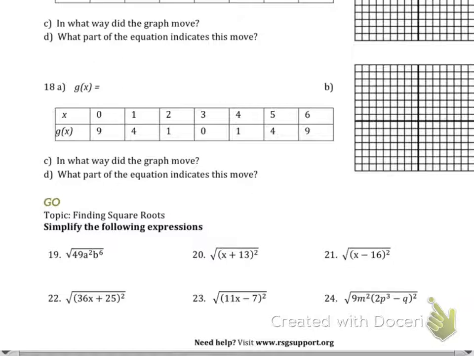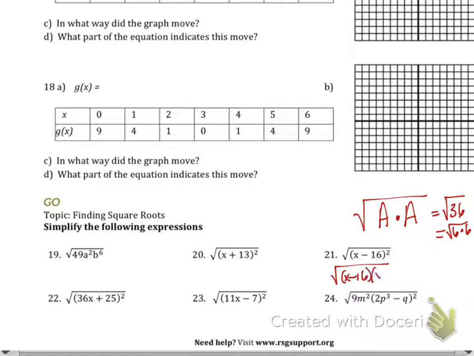So for number 21, when we're taking square roots, remember we're taking a square root of a thing and then another thing. So if we have, for example, the square root of 36, we know that we are taking 6 times 6 and pulling out one of those pairs. Well, for number 21, the pair that we have is actually x minus 16. So when we take a square root of that, we can pull one of those pairs, and it would give us x minus 16.